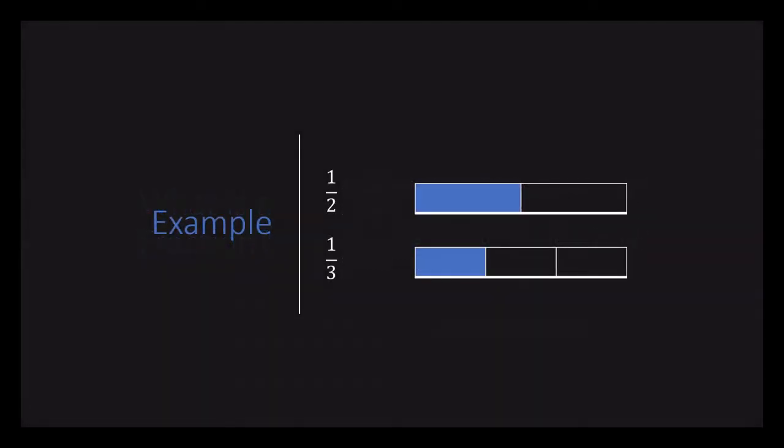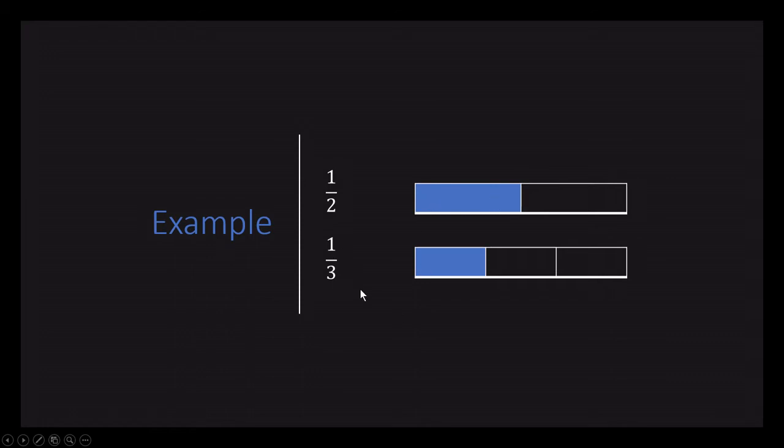For example, my friends, I have right here two fractions. For example, I have 1 over 2. That means one part of two parts. And I have a more graphical expression right here. Look, it's one part of two parts. One of two right here.